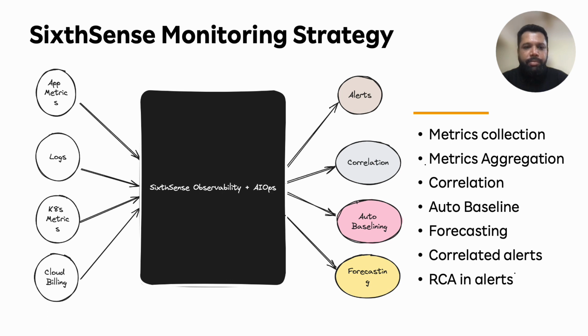So, in conclusion, for Kubernetes, the SixthSense monitoring strategy is not just a tool or process, it's a mindset. It's a mindset that prioritizes visibility, proactive action, and continuous improvement. By embracing this mindset and leveraging the powerful capabilities of our monitoring strategy, we can navigate the complexities of your environment with confidence, ensuring the reliability, resilience, and performance of a system.